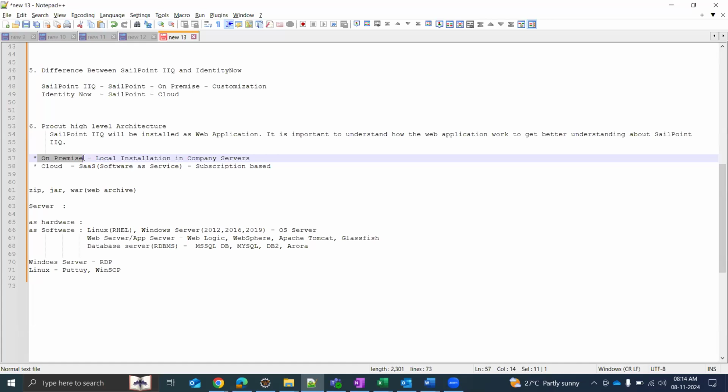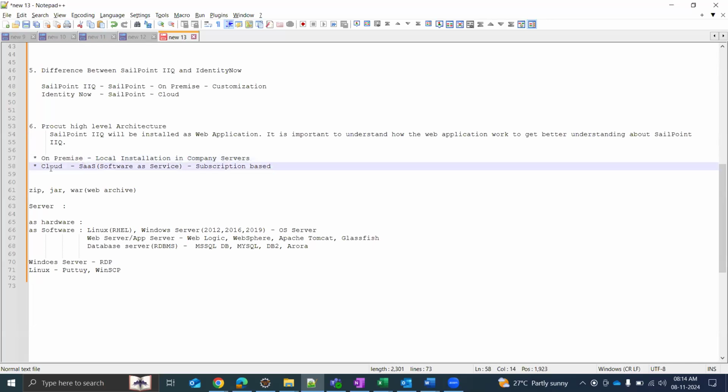Let's say if we give the SailPoint tool, they will take the tool and install it in their local servers or in their organization's data center servers, and they will start using it. So that is called on-premise. And if it is on-premise, we have to take care of the maintenance of that particular application. So let's say if I'm implementing SailPoint IIQ on-premise, if any upgrade needs to be done, I have to do it manually. If any patching needs to be done, we have to do that. So the people who implemented it have to do the upgrades, patches, maintenance, everything.